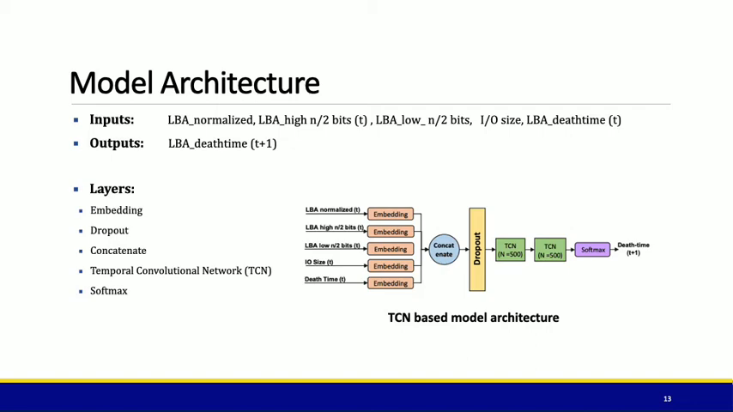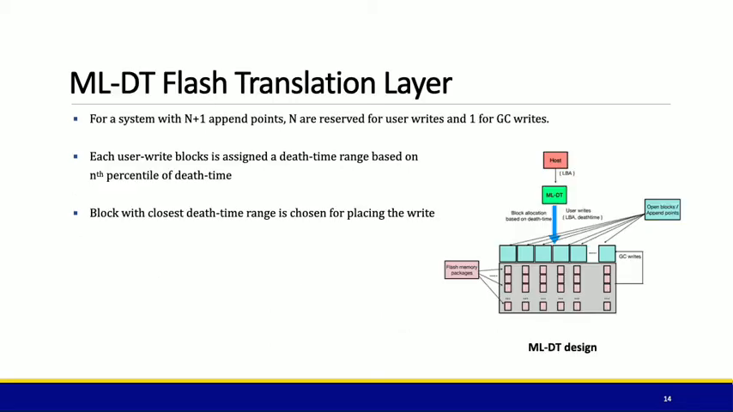We empirically observe that having two hidden TCN layers is sufficient, where each layer has 500 neurons. The final output layer is a dense layer consisting of softmax nodes. The number of neurons in the output layer is set to the number of open blocks available in the SSD. Our training is trace specific. To leverage MLDT, our model needs to be integrated into an FTL.